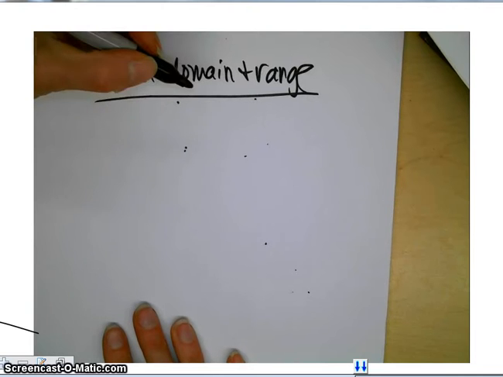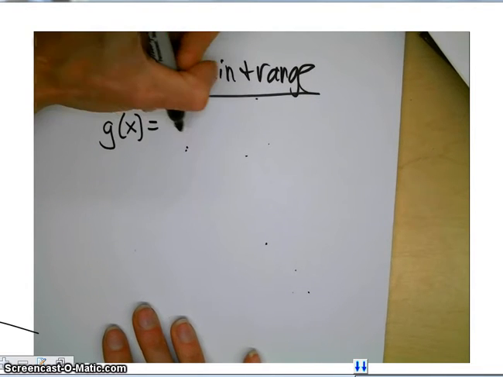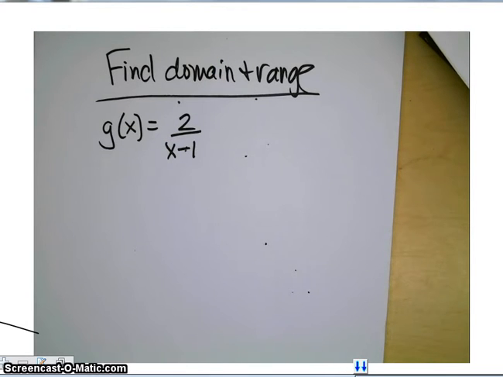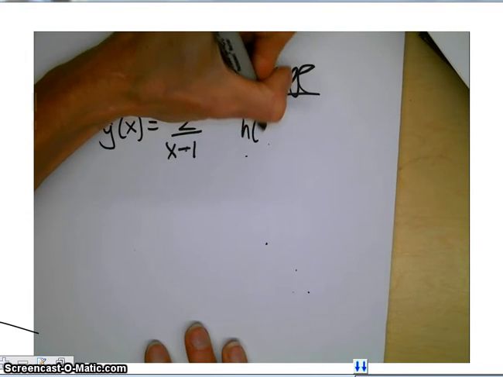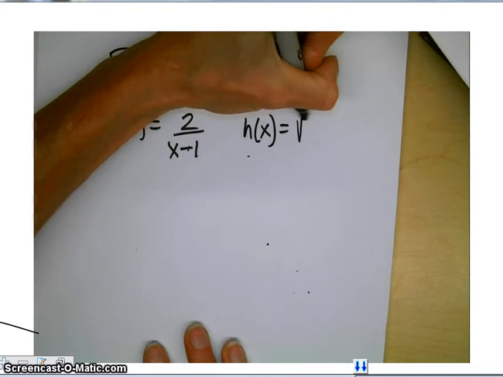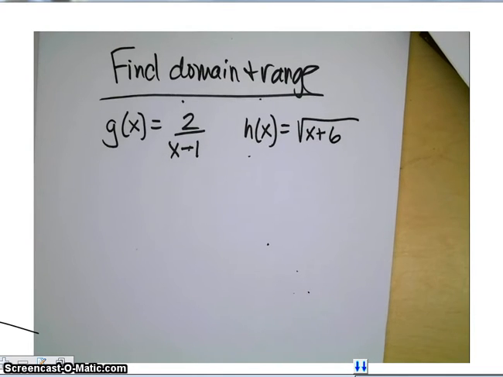Or something like, oh, I don't know, g of x equals 2 over x minus 1. Or h of x equals the square root of x plus 6. Okay, so these are ones that commonly cause people a lot of problems when they're trying to find domain and range. Now, graphing it is always an option.